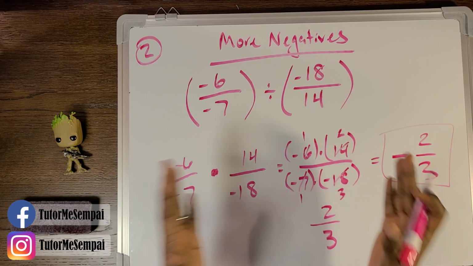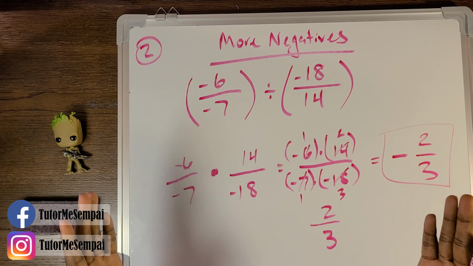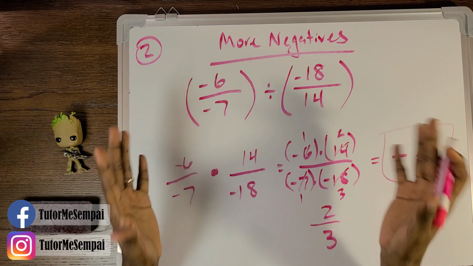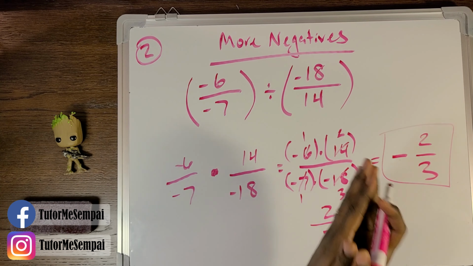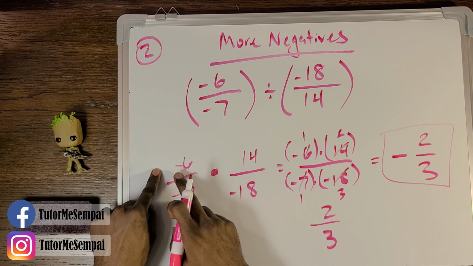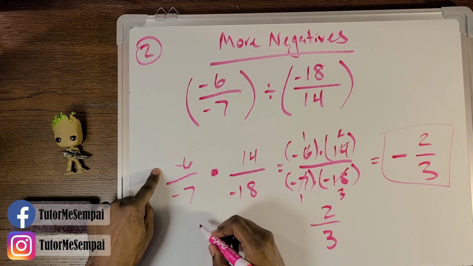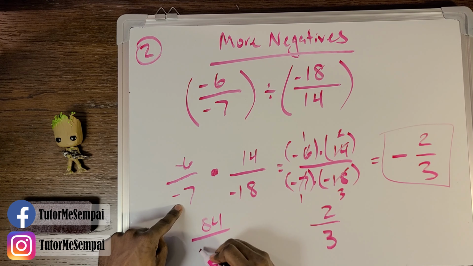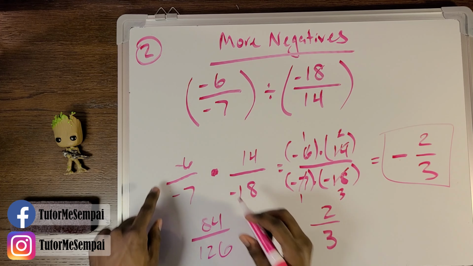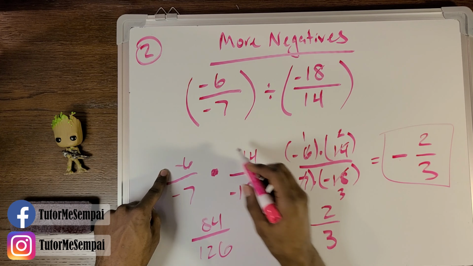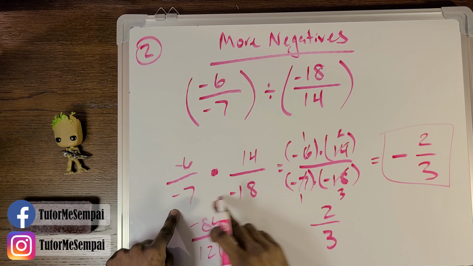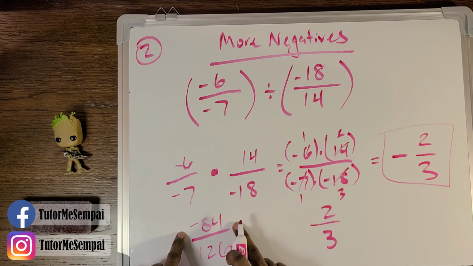Now, before I go, if the simplification confused you, you can always just do your multiplication. I was just a little bit lazy, but you can always do the multiplication because that's not going to fail you as long as you do it correctly. 6 times 14 is going to give us an 84. 7 times an 18 is going to give us 126. And remember, we have our negatives here, right? So it's negative times a positive gives us a negative. This negative times a negative gives us a positive. So this is a -84 over 126.